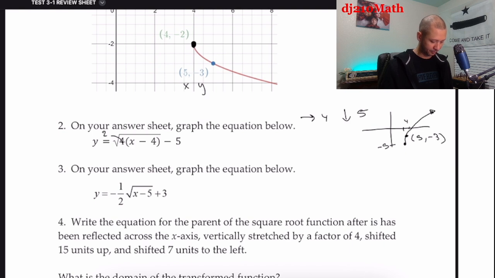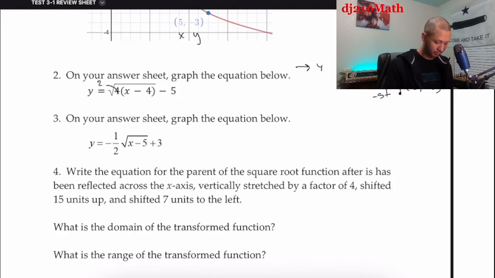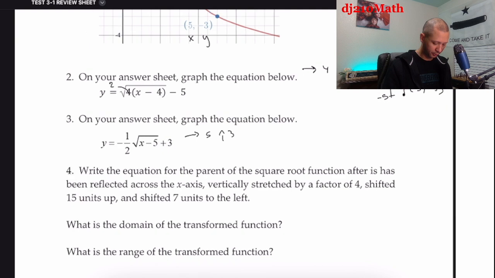Okay. Number 3, same thing. To the right 5 units. It's going to go up 3 units. It's going to be reflected downward because of the negative. So it's reflected downward like this. And it's going to be compressed. So it's going to be smaller. It's going to be crunched, like compressed really is the word, by a factor of 2.